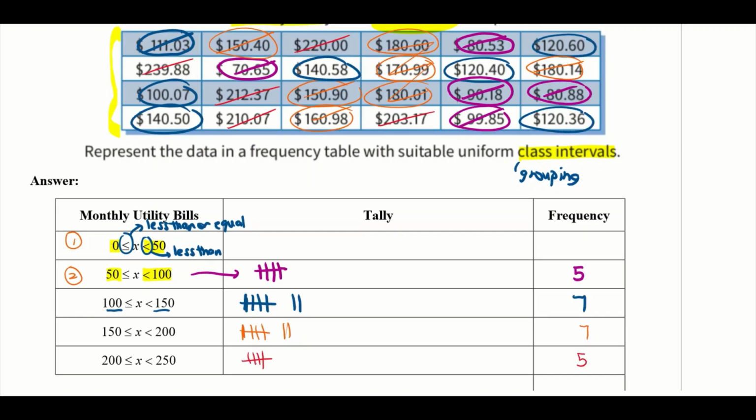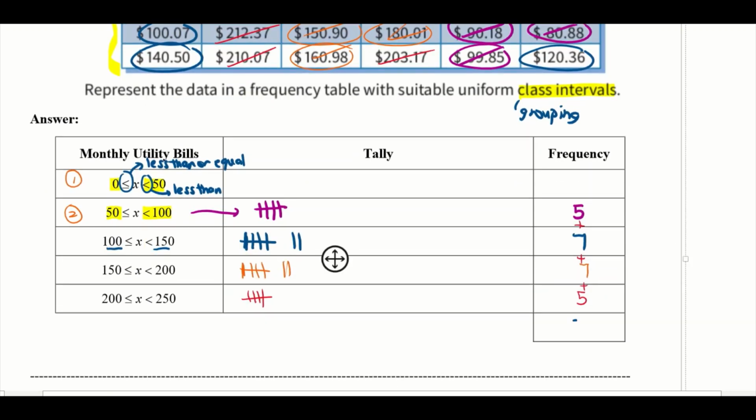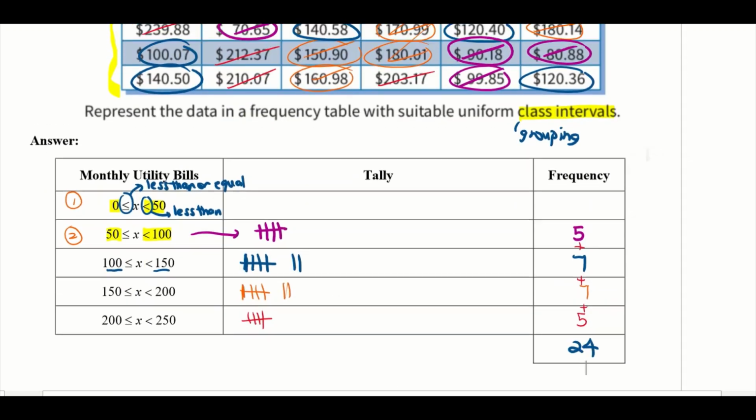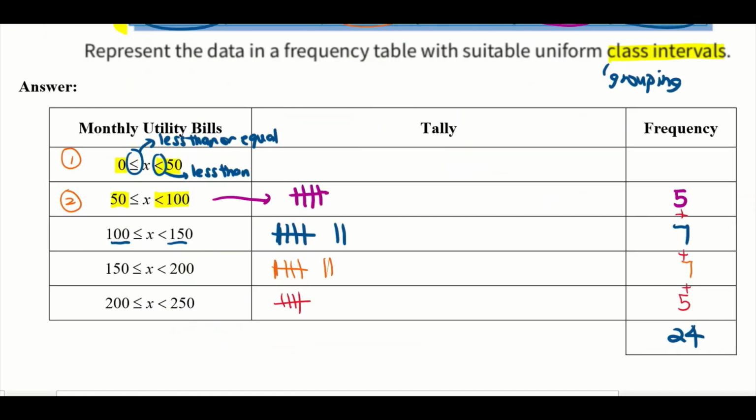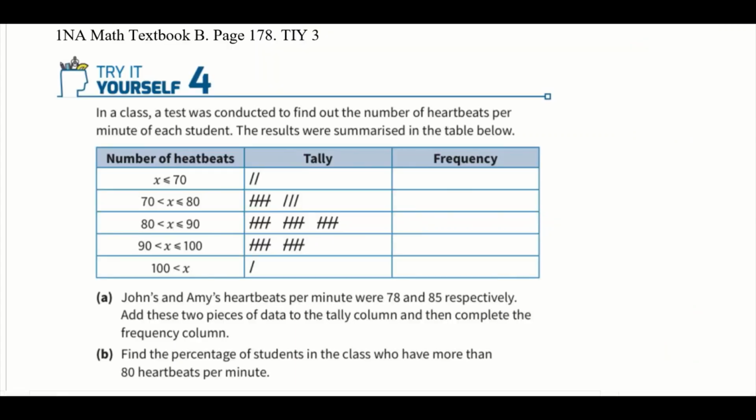Now I fill up my frequency, and just to check, what is the total frequency? 5 plus 7 plus 7 plus 5 would actually give me 24. And does it tally with what they have? Yes, there are 24 families. So this is how you create a frequency table with class intervals.